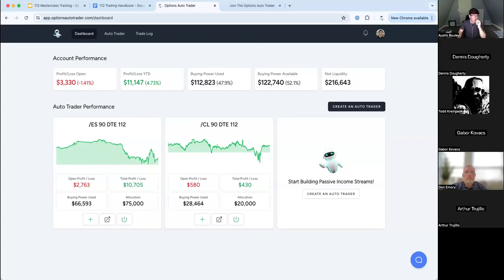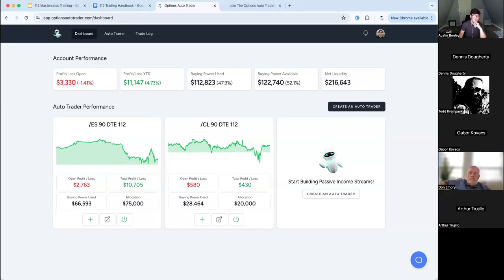Bing says, is there an alert for buying power restrictions? Yes, you get an alert for everything. Don't you worry. You get an alert when all your auto trader rules have been met, when a trade is being placed, when a trade has been placed, and if your buying power limit has been hit and that it won't exceed it. Anything you need to know, you will receive an update about via email automatically.